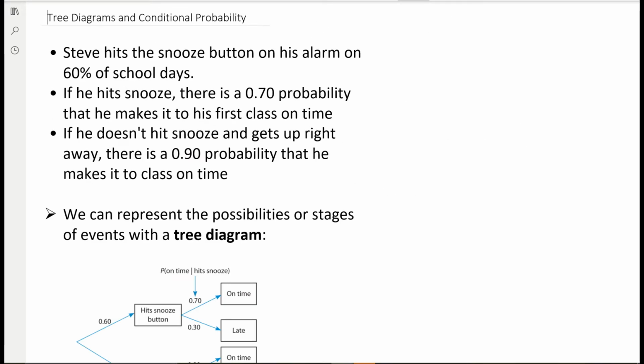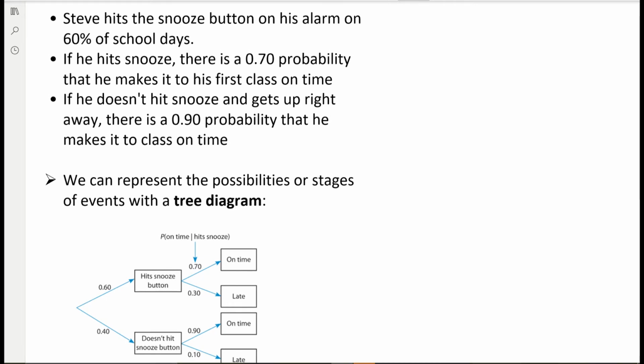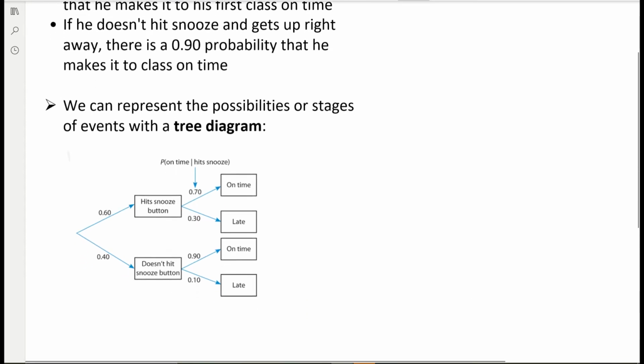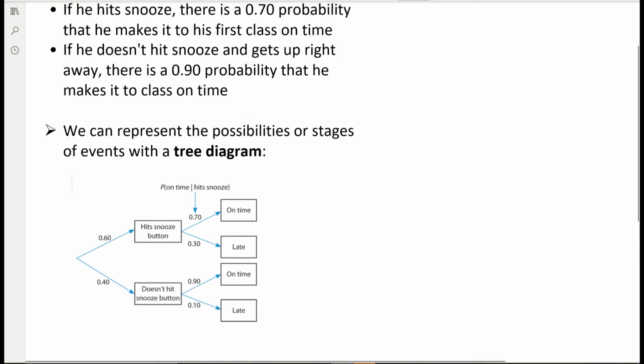All right, so now let's talk about tree diagrams and how they relate to conditional probabilities. Let's look at an example. Let's say that Steve hits the snooze button on his alarm on 60% of school days. If he hits snooze, there is a 0.70 probability that he makes it to his first class on time. So there's a 70% chance that he makes it. If he doesn't hit snooze and gets up right away, there's a 90% probability that he makes it to class on time. All right, so we want to represent this with a tree diagram.